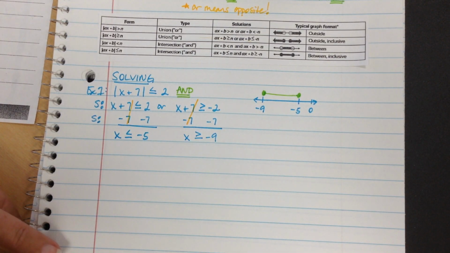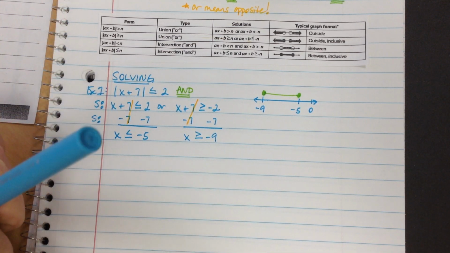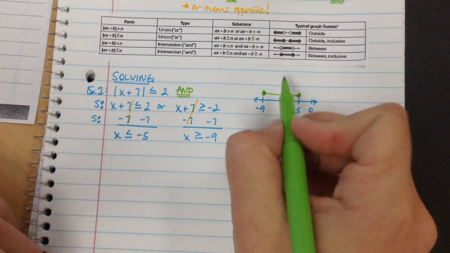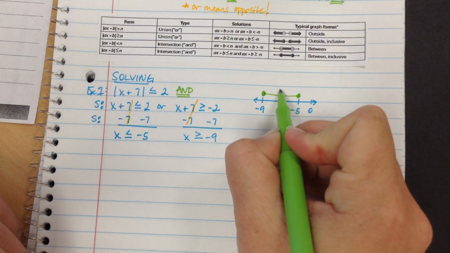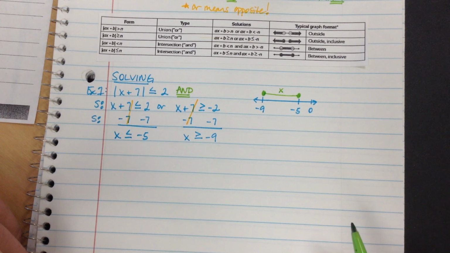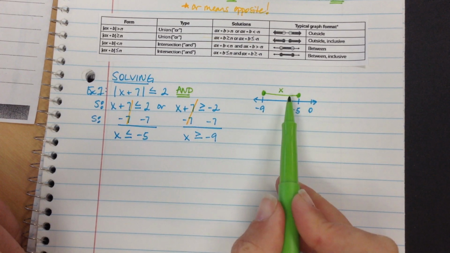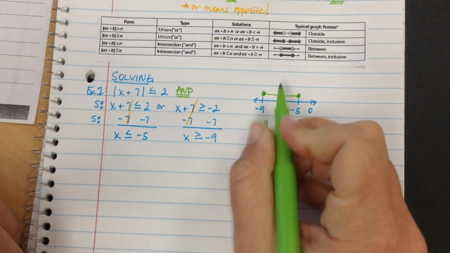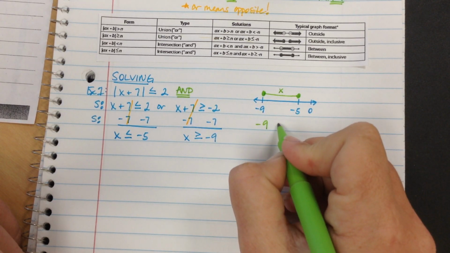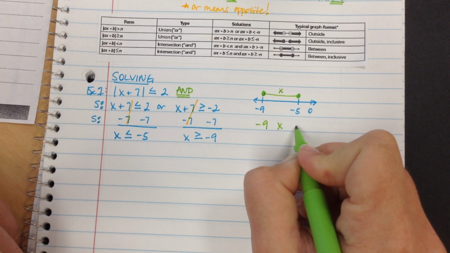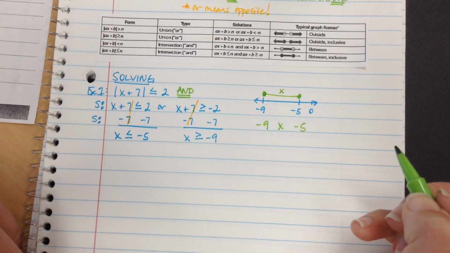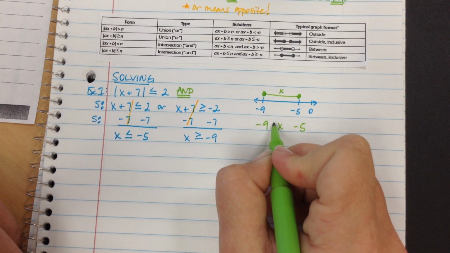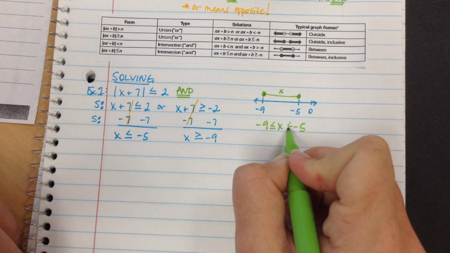The last thing we need to do is write an inequality statement for this, and we've done this before. Remember how I taught you that your line is also known as x? And in order to write your graph in inequality form, we'll write the smallest number first, which is -9. X is literally in the middle, and the biggest number, which is -5. And then we just need our inequality. Less than or equal to, less than or equal to.